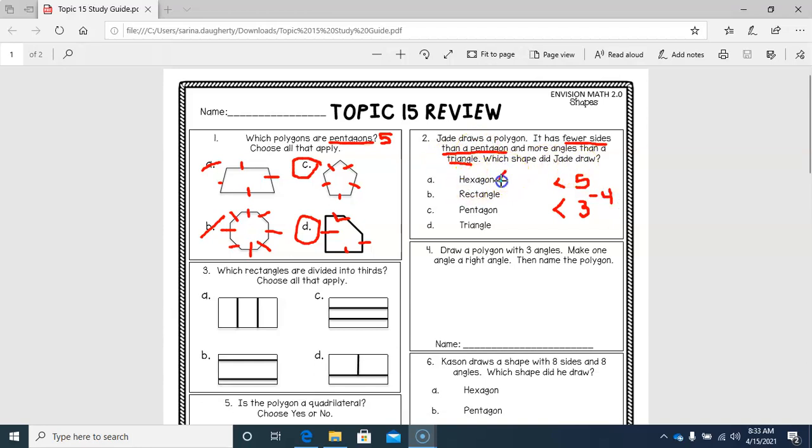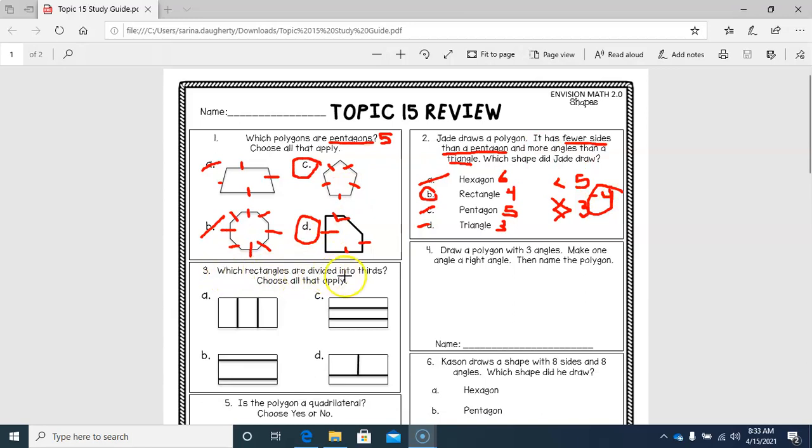Hexagon has how many sides? 6. It is not 4, so that one is wrong. Rectangle has 4 sides. That one could be right. Pentagon has 5 sides. That isn't 4, so I know that's wrong. And triangle has 3 sides. Well, it said it's greater than 3, so I am going to cross that out. Sorry, I put this the wrong way. Greater than 3, not less than 3. All right, so we know that is letter B because rectangle has 4 sides, and we determined that her shape had 4 sides. All right, let's go on to number 3.